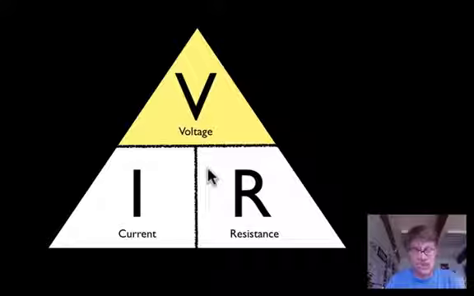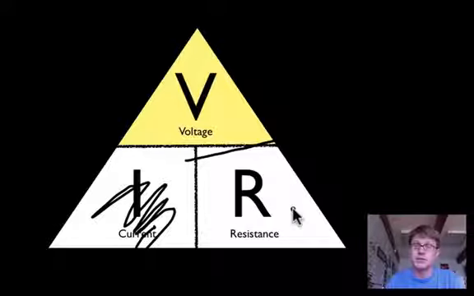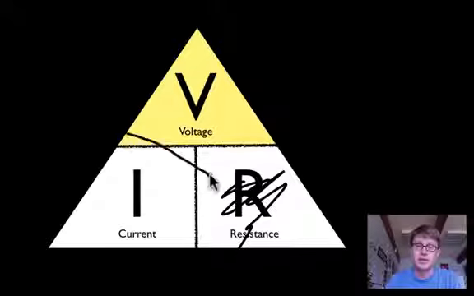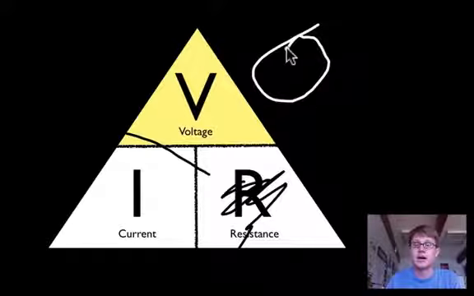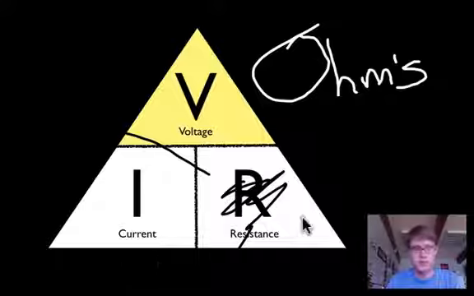If I don't know the current, let's cover that up. Current is going to be the voltage divided by the resistance. And likewise, if I don't know the resistance, if I cover that up, resistance is going to be the voltage divided by the current. And so this whole thing is called Ohm's law. And this is bad writing. Not too good at the mouse. So this would be Ohm's law, and it just shows us the relationship between voltage, current, and resistance.